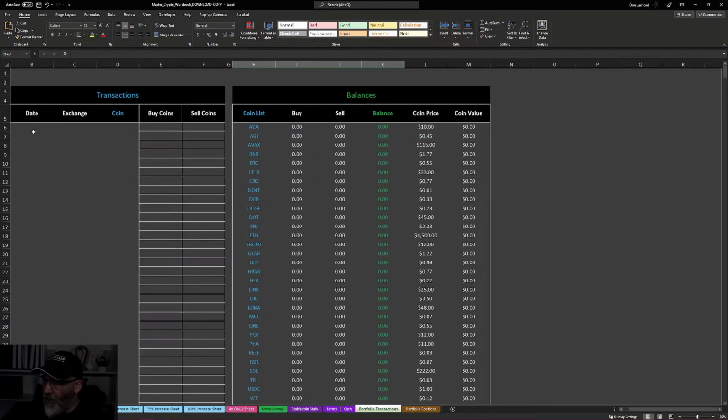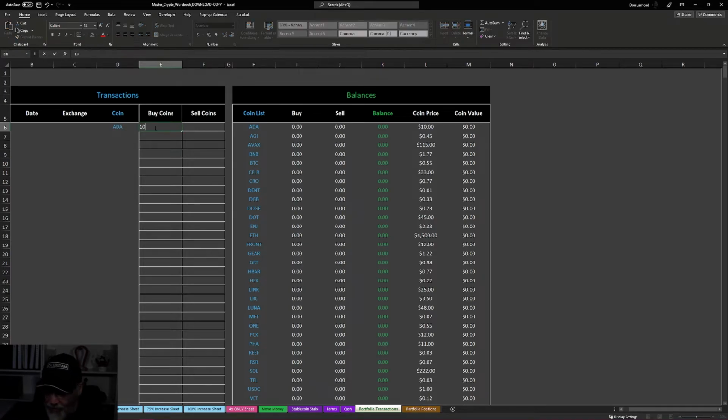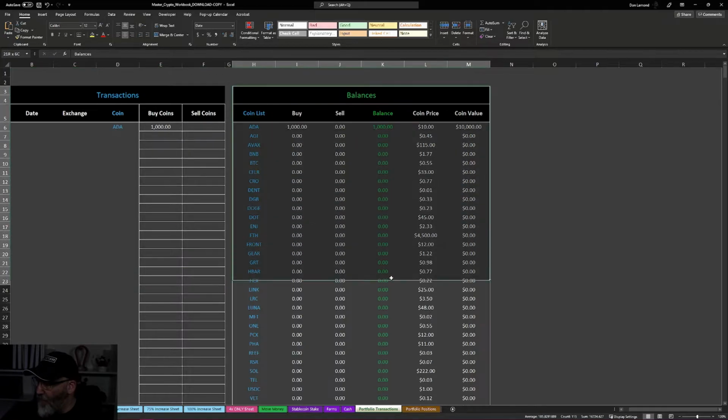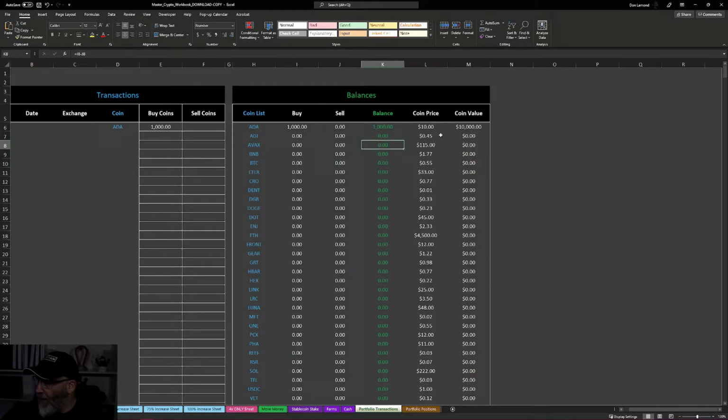So then you would come here and say, on this date at this exchange, I bought some, let's say Cardano, and I bought 1,000 tokens, and there you go. And this is just simply a ledger of transactions on this side, and this is just a balance of the coins on this side. And so the coin price, you're going to come in here and put whatever the price of the coin is, and let's say Cardano is $2, okay? And you know that from the market.